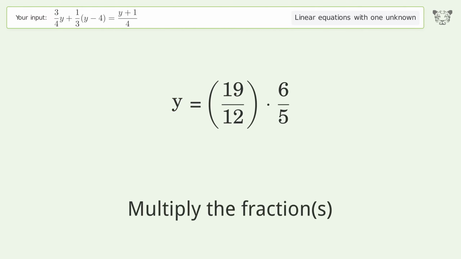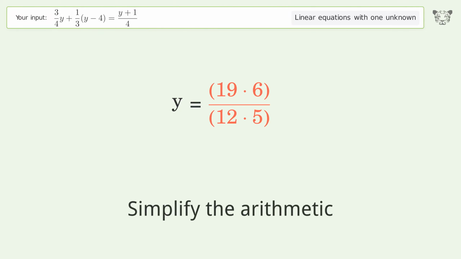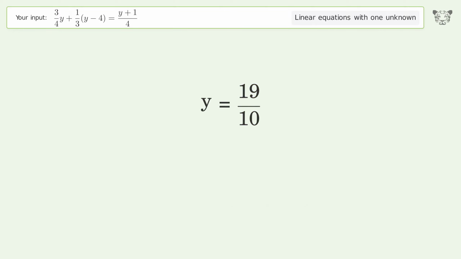Multiply the fractions. Simplify the arithmetic. And so the final result is y equals 19/10.